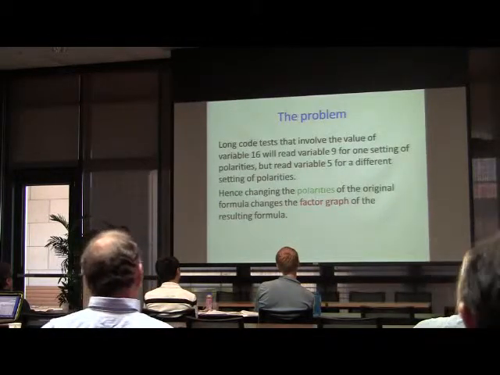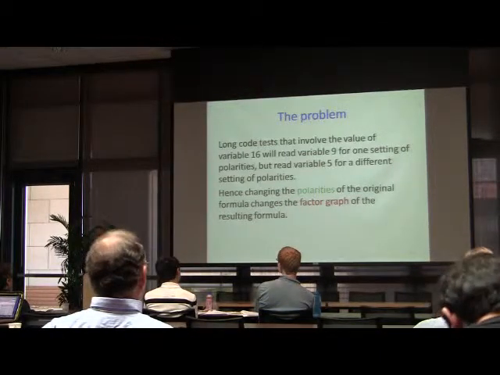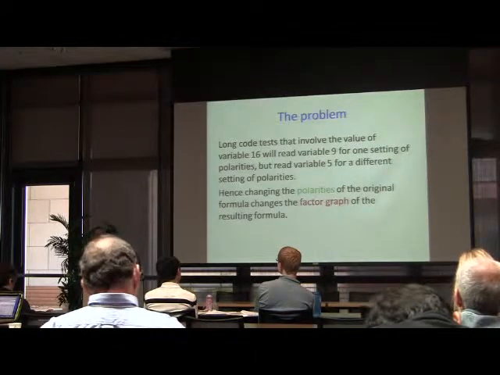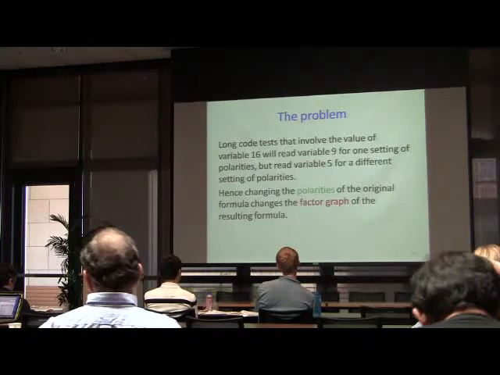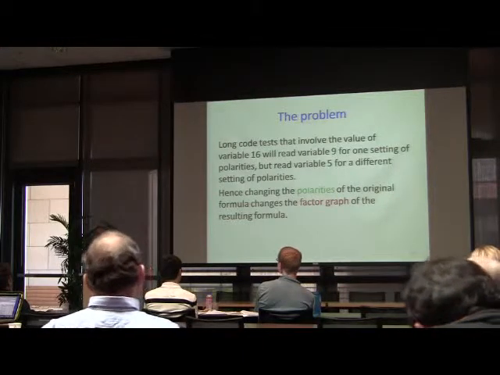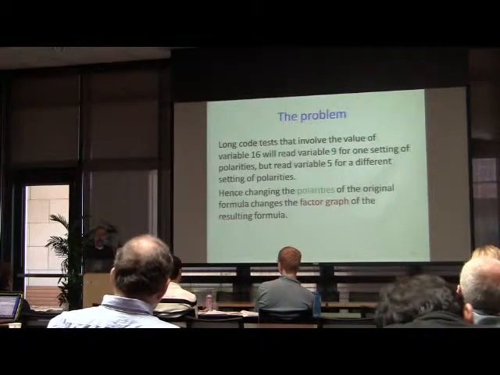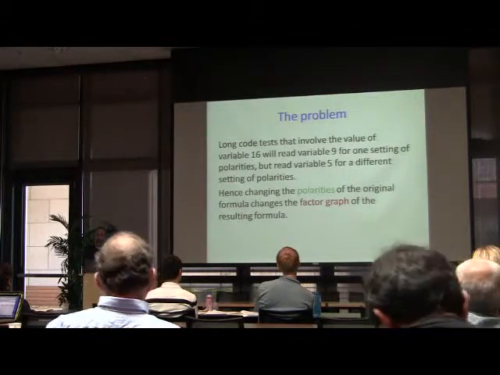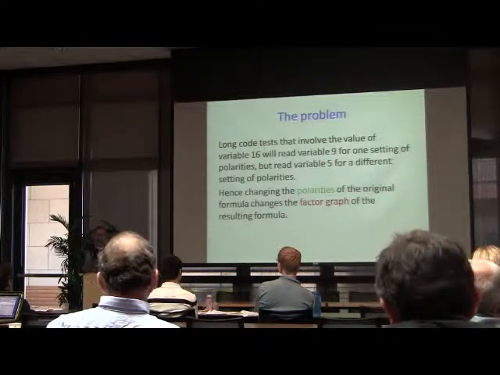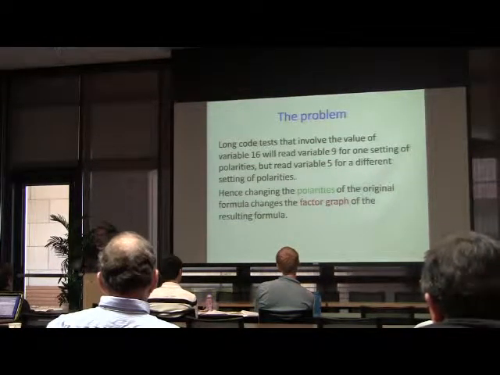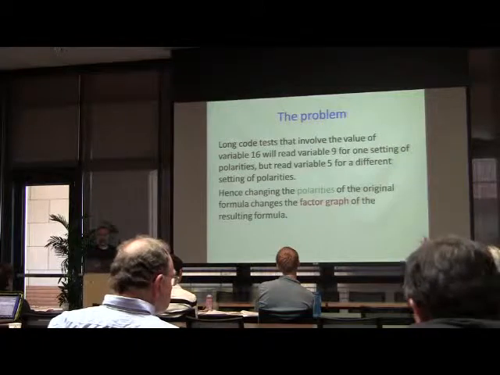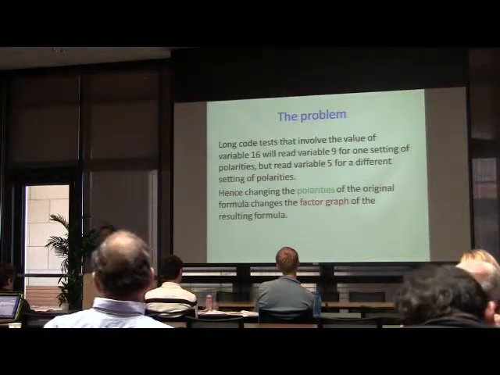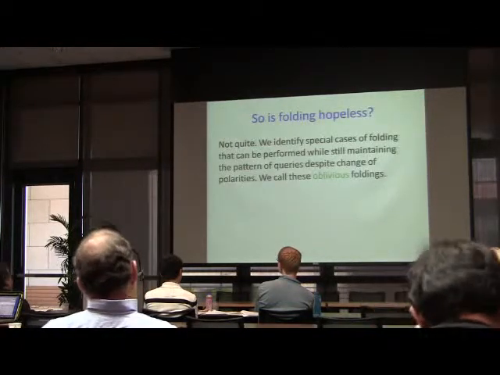So the problem is that the long code test involves the value, in this particular example, if you want to read the value of variable 16, if the predicate was x1 or x2, you read column 9. If the predicate was x1 or not x2, you read column 5. So you read something completely different. You read different locations, these are different variables, this is a different factor graph. So changing the polarities of the original formula changes the factor graph of the resulting formula. So this is the problem.